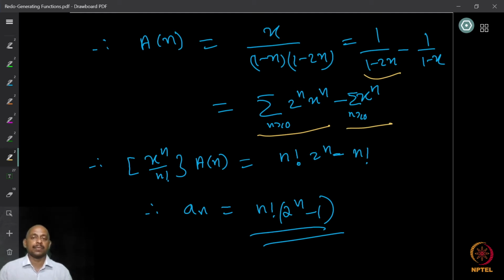But we want the coefficient of x raised to n by n factorial in A of x. So what is the coefficient of x raised to n by n factorial? Just multiply with the coefficient of x raised to n, which is therefore n factorial into 2 raised to n minus n factorial into 1. So I get n factorial into 2 raised to n minus 1 as the coefficient of x raised to n by n factorial, which is a n. So I can solve questions using EGF very similar to the one that we did before.